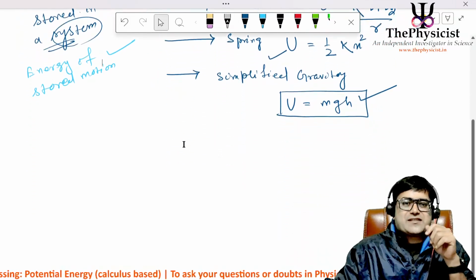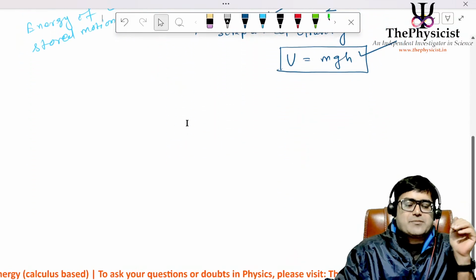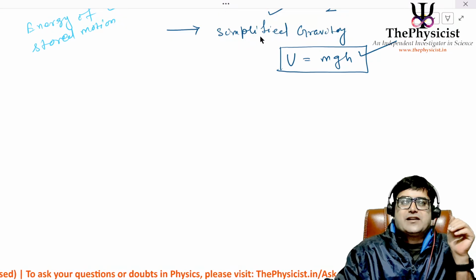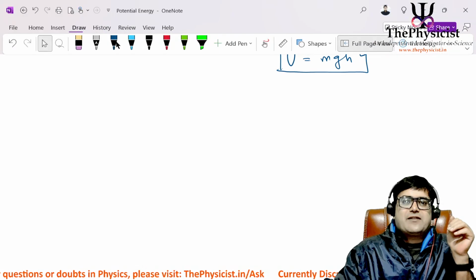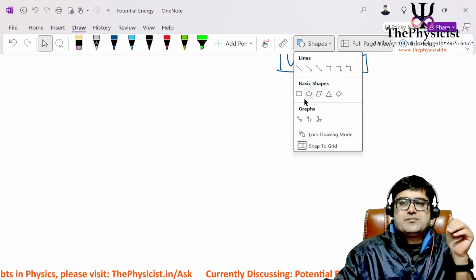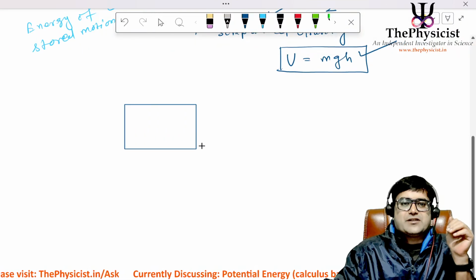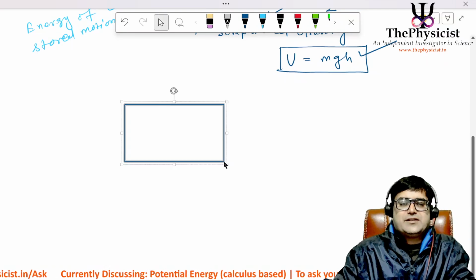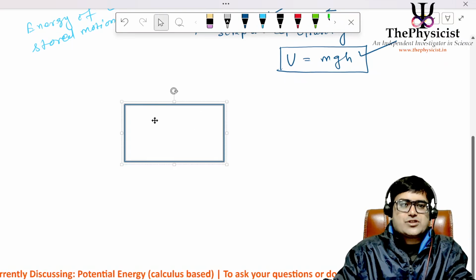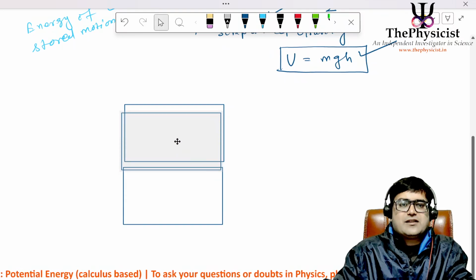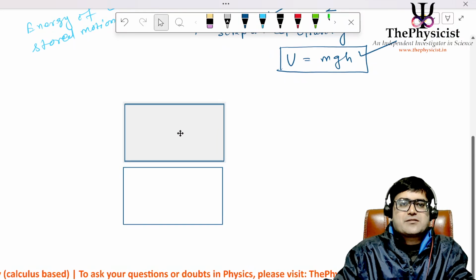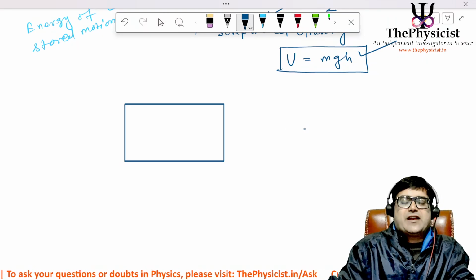Now, let's dive deeper into the concept. If we have a system, imagine I have a system here, and let's suppose this system needs to expand by an amount x.